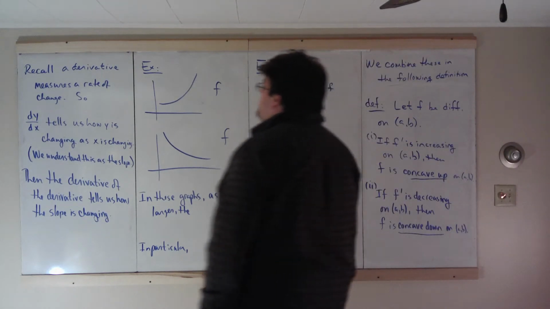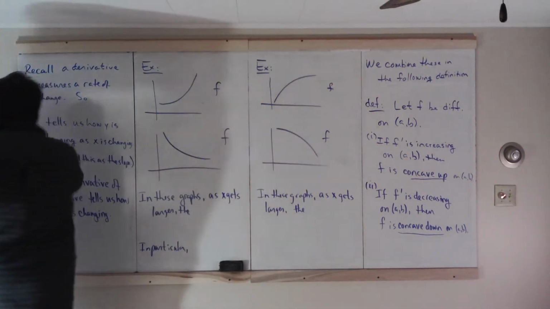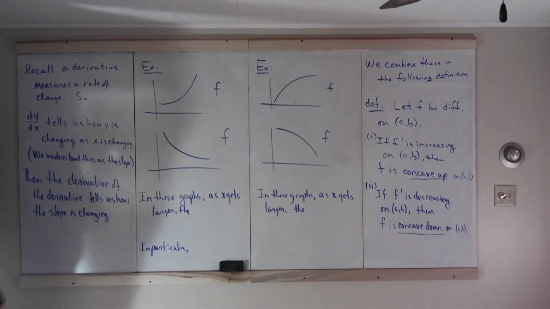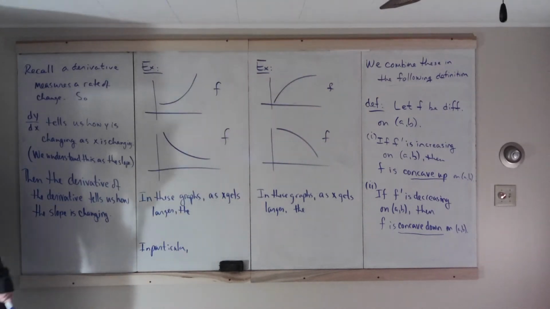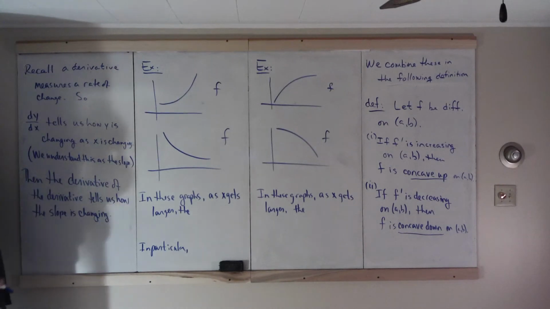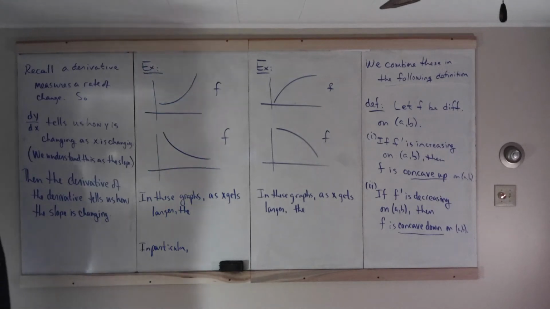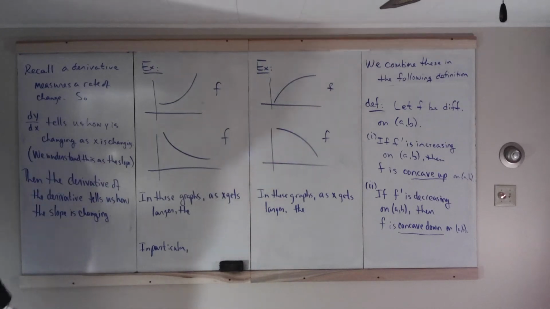Recall, a derivative measures a rate of change. So this notation, dy dx, one of the reasons it's convenient is because when we see that, we could think of how y is changing as x is changing. dy dx tells us how y is changing as x is changing at an instant. But the mean value theorem allows us to sort of understand that in intervals as well.